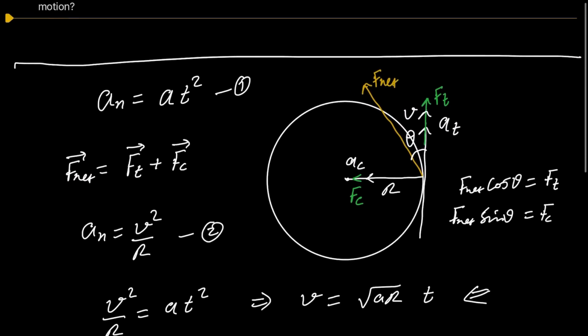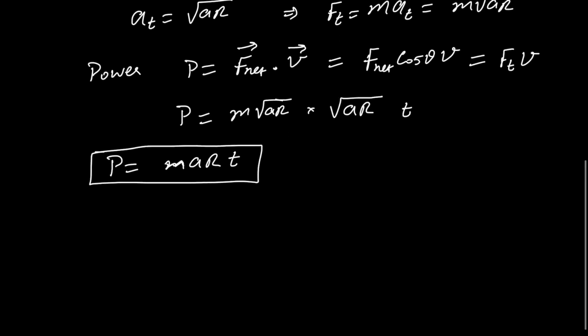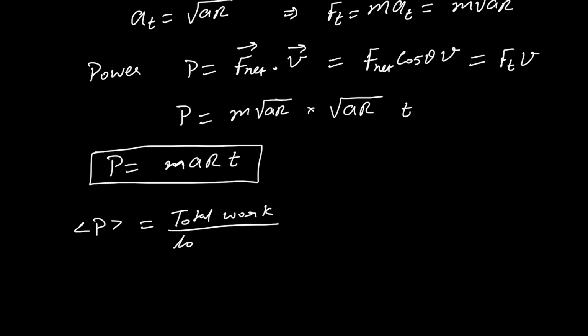Now the next part of the question is, you have to find average power over the first t seconds. As we know, average power is total work by total time. Total time is T, and total work of net force is basically F net dot dl, divided by total time T.